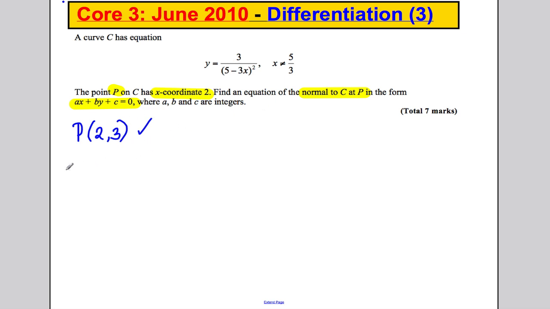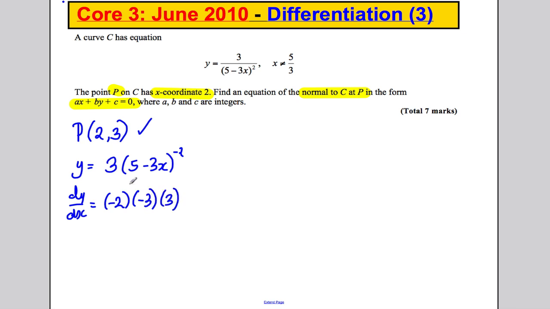Next thing, you want to work out dy by dx of this. Well, in order to work out dy by dx, you write it in index form, so this would be y is equal to 3(5 subtract 3x) all to the power of -2. Then dy by dx, we can do that via the chain rule. Bring down the -2, keep the 3 where it is. Differentiate the bracket here, which would be -3. Keep the bracket here as it was, but reduce its power by 1. And this therefore would be equal to -2 times -3 is 6, 6 times 3 is 18, so that would be 18(5 subtract 3x) to the -3.